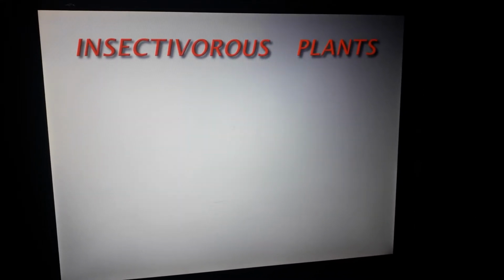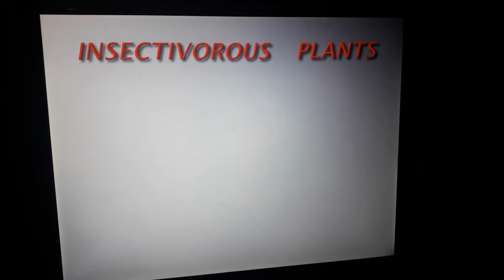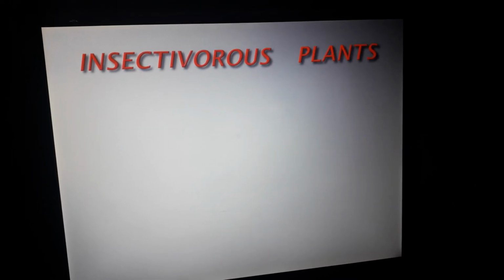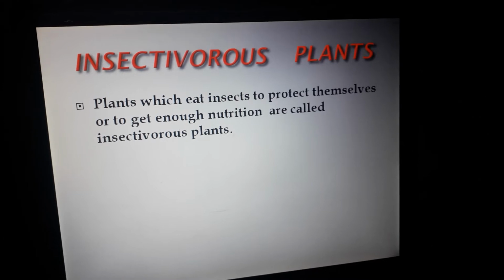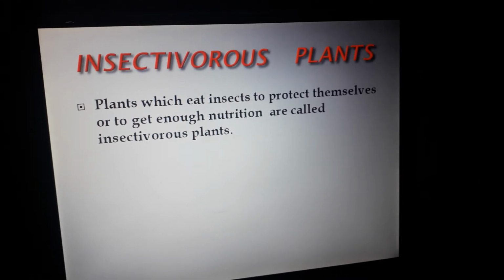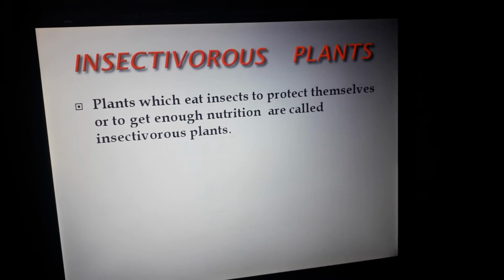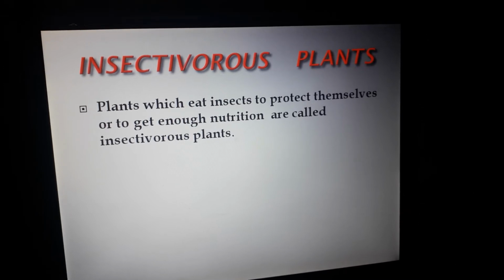First category is insectivorous plants. Now what are insectivorous plants? Plants which eat insects to protect themselves or to get enough nutrition are called insectivorous plants.